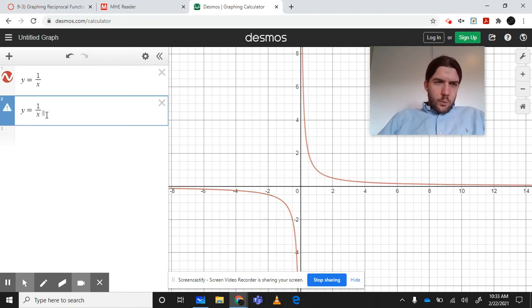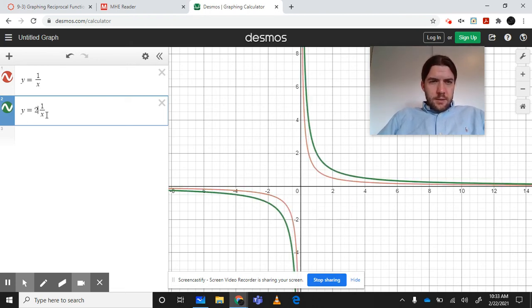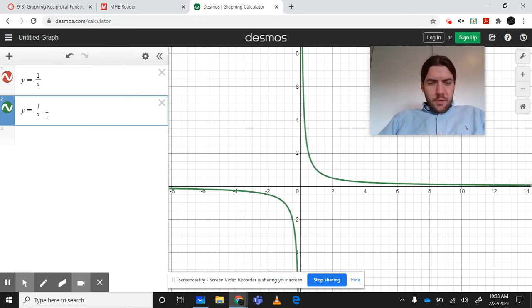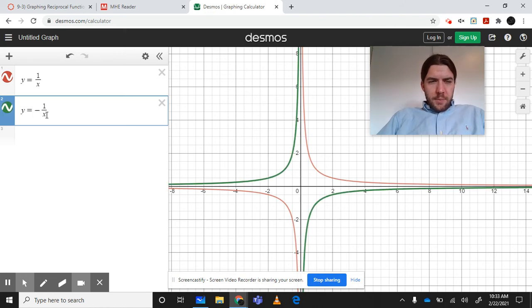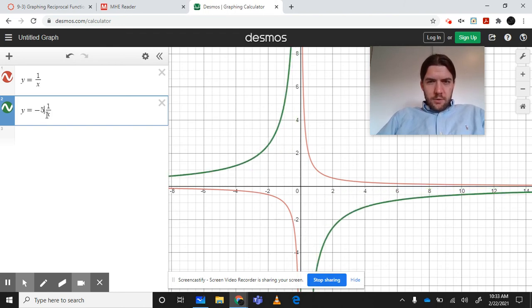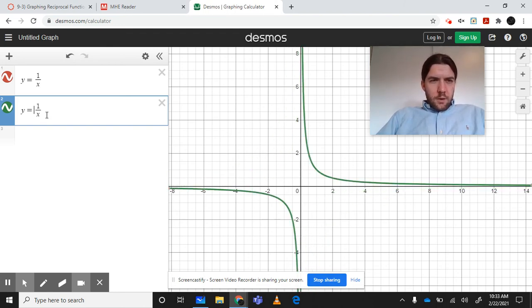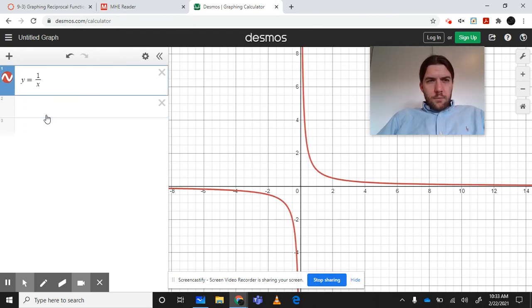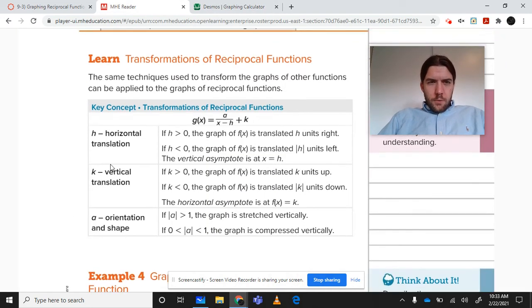And if we want to, we can also multiply the whole thing, right? So if I wanted to double it, take every value and double it, triple it, quadruple it, quintuple it. If I wanted to make it negative, that would flip it. I could make it negative and twice as large or 3 times as large, 4 times as large, 5 times as large. So these are kind of our three options, right? We can move it up and down, we can move it left to right, we can flip it and stretch it. And those are our three different moves that will transform our basic reciprocal function of 1 over x.